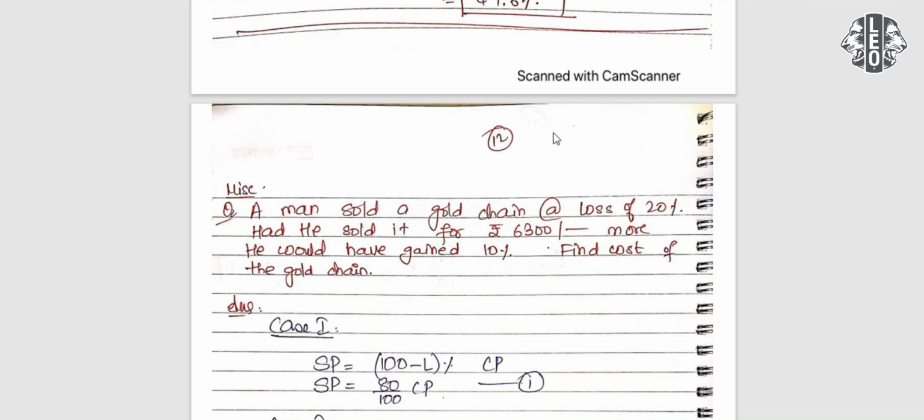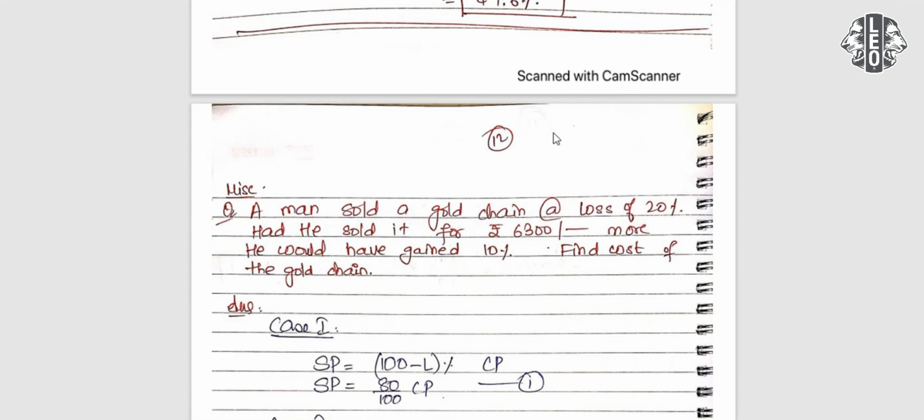Had he sold it for 6,300 more, what do you mean by that? The selling price is 6,300 more than the initial selling price. He would have gained 10%. In case 2, there is a profit percentage of 10%. Now they are asking to find the cost price of the gold chain.